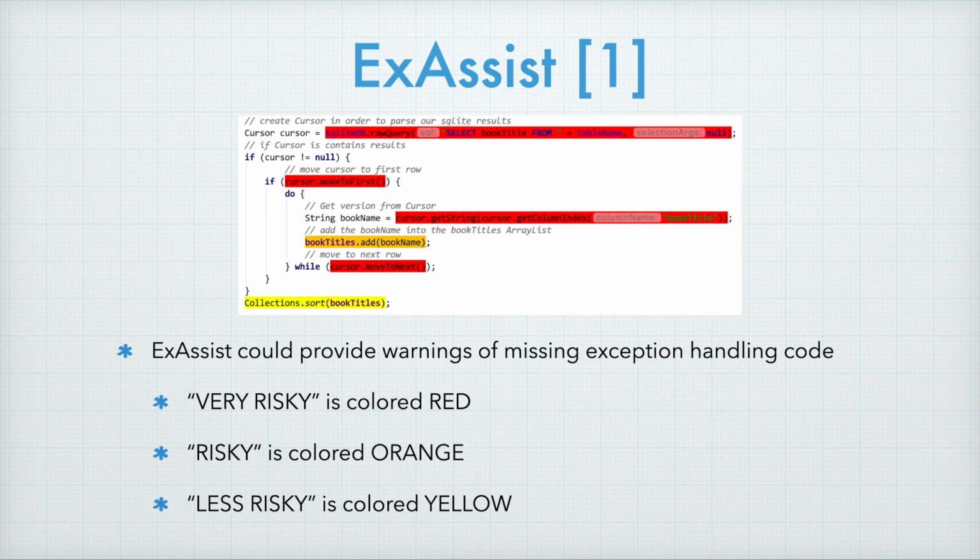X-Assist can provide warnings for missing exception handling code. It has 3 levels of warning. Very risky is color red, risky is color orange, and less risky is color yellow. For example, here for the method call cursor.moveToFirst, given this method call, the system gives a warning that the method is likely to throw an exception. So it indicates that we should handle a runtime exception for the method.